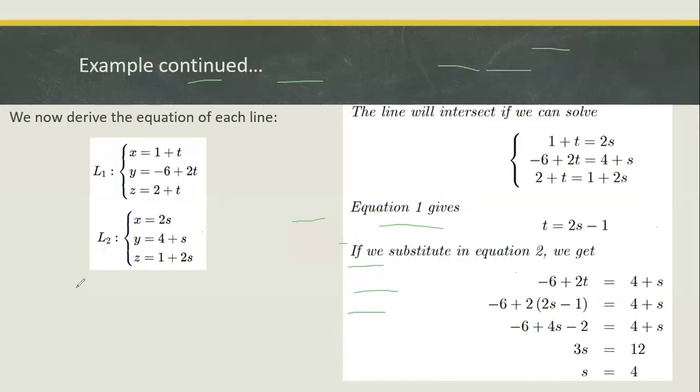Now we know that it's not parallel, so we move on to test if the lines intersect. Deriving our equations based on the previous examples, for L1 we have x equal to 1 plus t, y equal to minus 6 plus 2t, and z equal to 2 plus t. For the second line, L2, x is equal to 2s, y is equal to 4 plus s, and z is equal to 1 plus 2s.